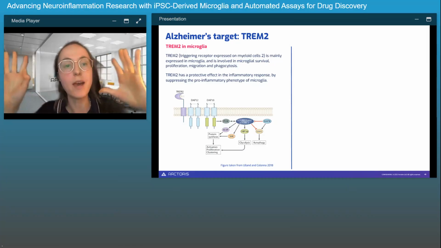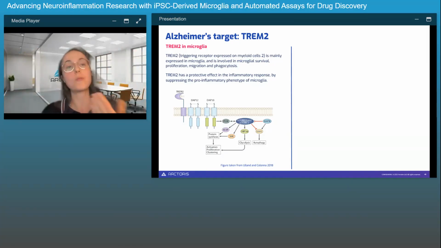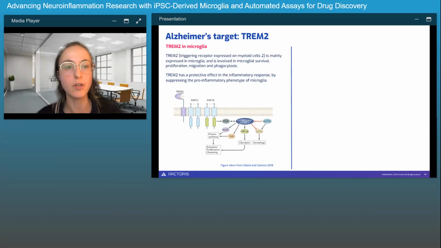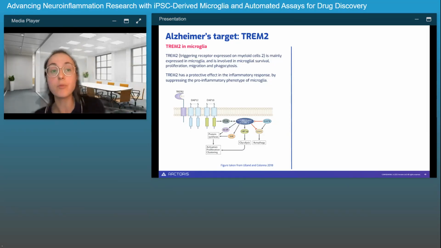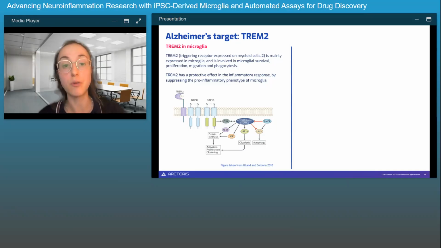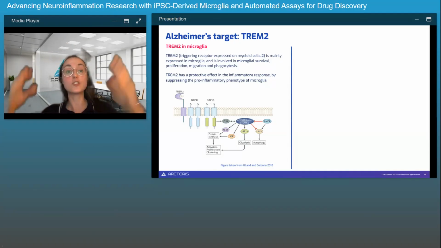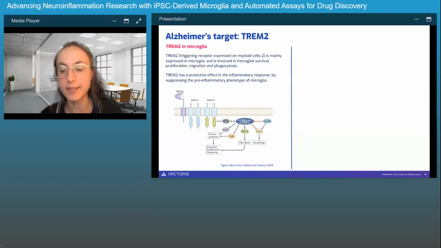So in this part of the presentation, as I said, we are focusing on microglia that carry a specific TREM2 mutation. Seth said during his introduction how the TREM2 gene is related to Alzheimer's disease. But what is TREM2? What does it do in the cells? TREM2 encodes a receptor in the microglia, and the signaling pathway activated when this receptor binds its ligand is involved in many microglial processes, such as phagocytosis, proliferation, and survival. It's been shown that TREM2 has a protective effect in inflammation, as it suppresses the pro-inflammatory state of the microglia.